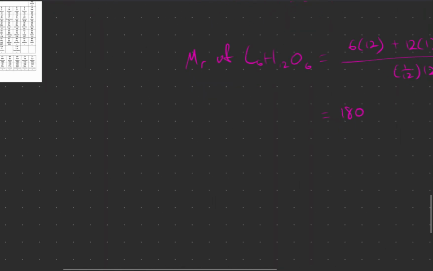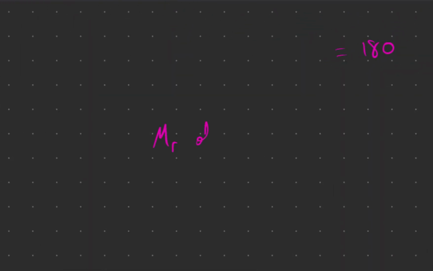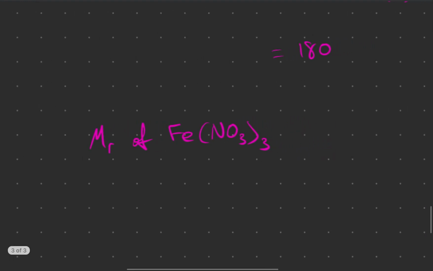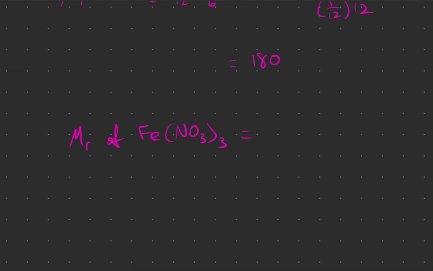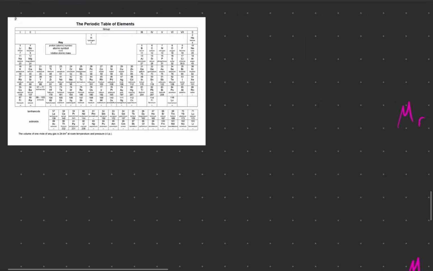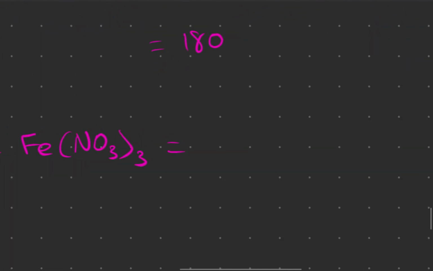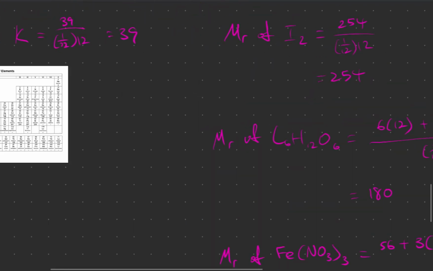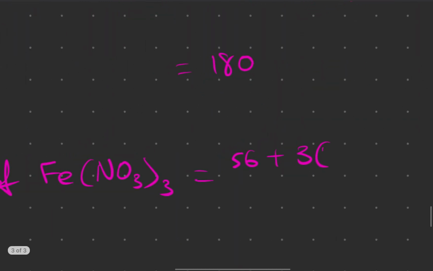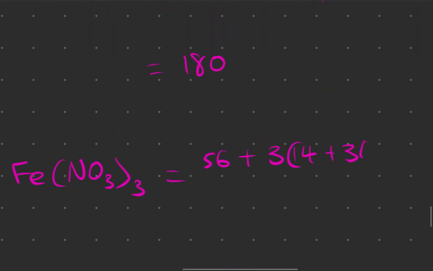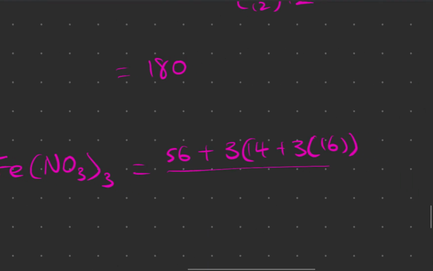Okay, let's do one last one for today. The MR of ferric nitrate. Ferric nitrate, yeah, let's do this. So for iron, where is it? Pardon me, I have difficulty finding the elements. That's 56. So it's 56 plus 3 times nitrogen, which is, I think, 14. Yeah, it's 14, plus 3 times 16, divided by 1/12 times 12.